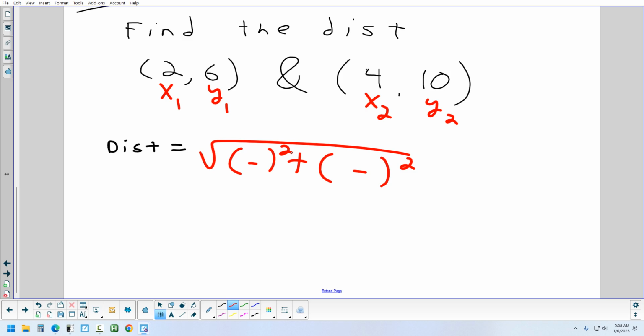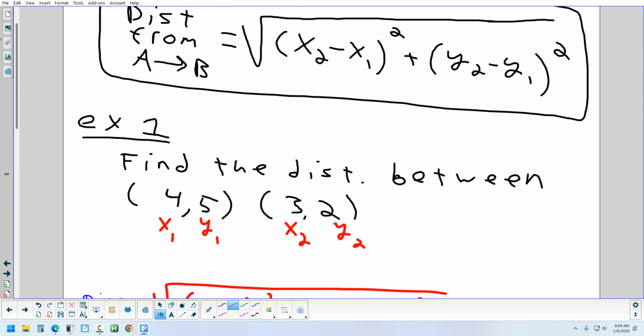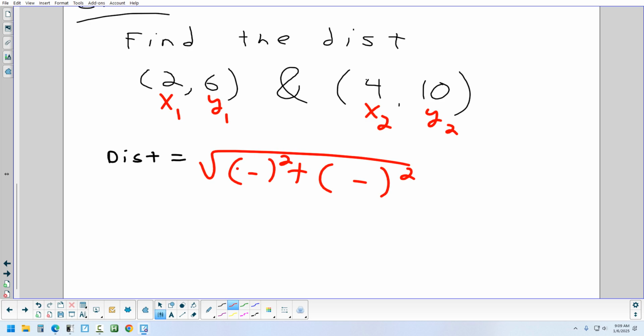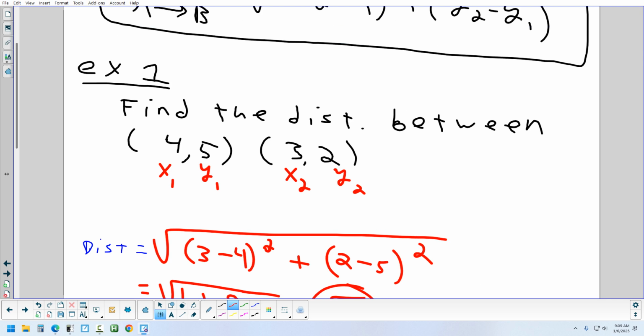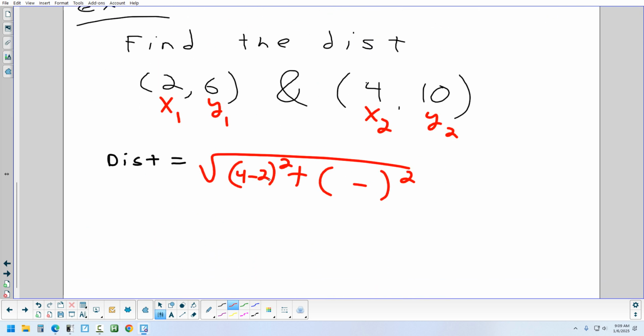Okay. What are we going to fill in the left side of the first parenthesis? x2, which is 4. And what are we going to fill in on the right side? x1, okay, which is 2. All right, so we got that.